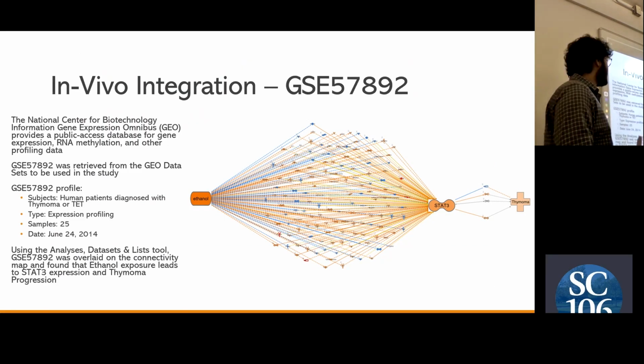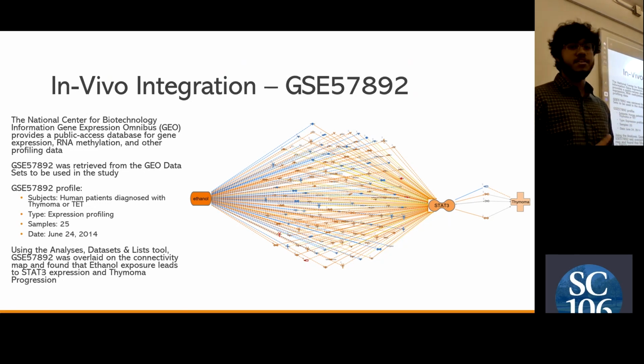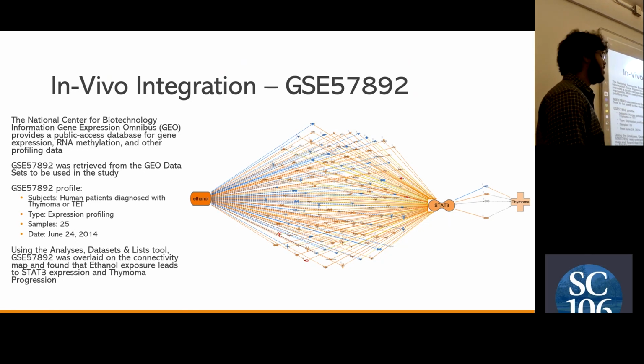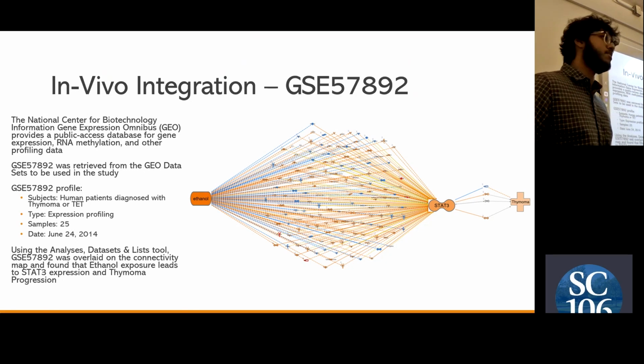So to further validate my findings, I went to the NCBI Gene Expression Omnibus and obtained this data set, GSE57892. This data set was collected from human patients diagnosed with either thymoma or TET, and it contained 25 samples from 2014. Using the analysis datasets and list tool, I overlaid the data from this data set on my connectivity map and found, once again, that ethanol exposure would lead to STAT3 expression and thymoma onset.